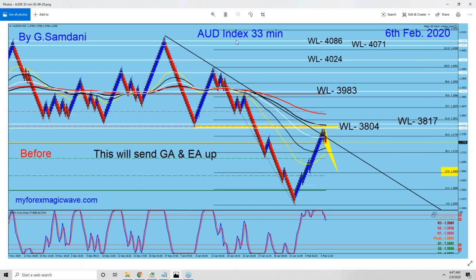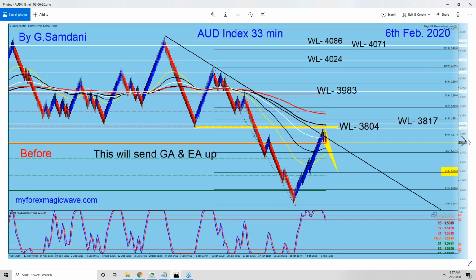This is the Aussie index. It tells me, as an individual currency, whether Aussie is going to get weaker or stronger. So if the index is going to drop, that means the Aussie currency is going to get weaker. And since Aussie is on the right hand side in those two pairs, pound Aussie and Euro Aussie, they will be going up. So I wrote it down here. This will send GA and EA up, and that's why.